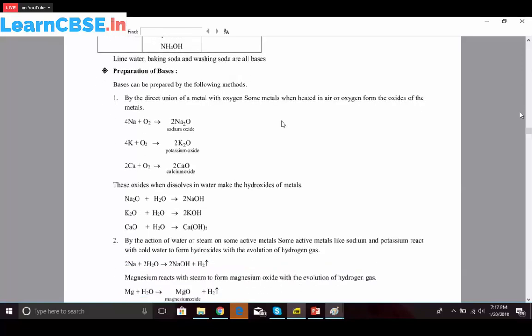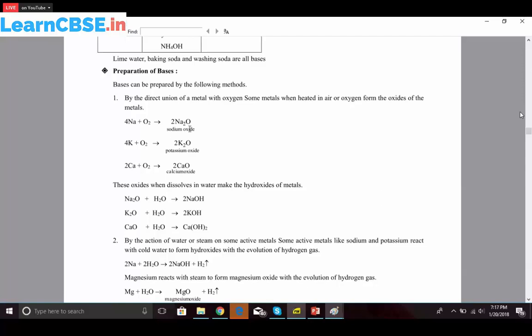So now we are going to see the preparation of the bases. So, the metal oxides. The metal oxide means it contains the metal and the oxygen. So we have the precursors as the metal as well as the oxygen.